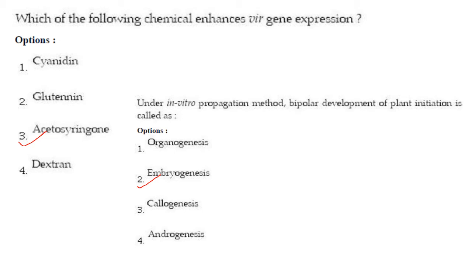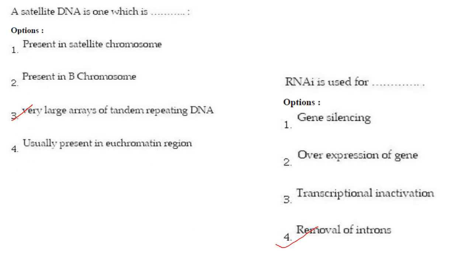Next one. Under in vitro propagation method, bipolar development of plant initiation is called as option 1, organogenesis, 2, embryogenesis, 3, calogenesis, 4, androgenesis. Answer is option 2, embryogenesis.